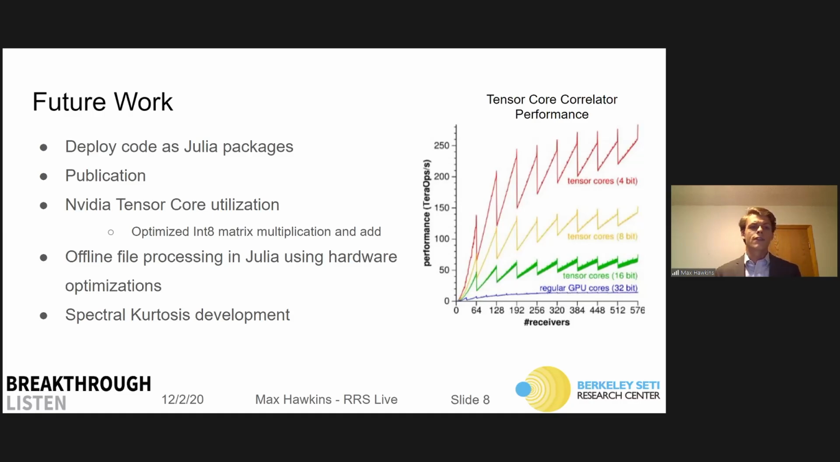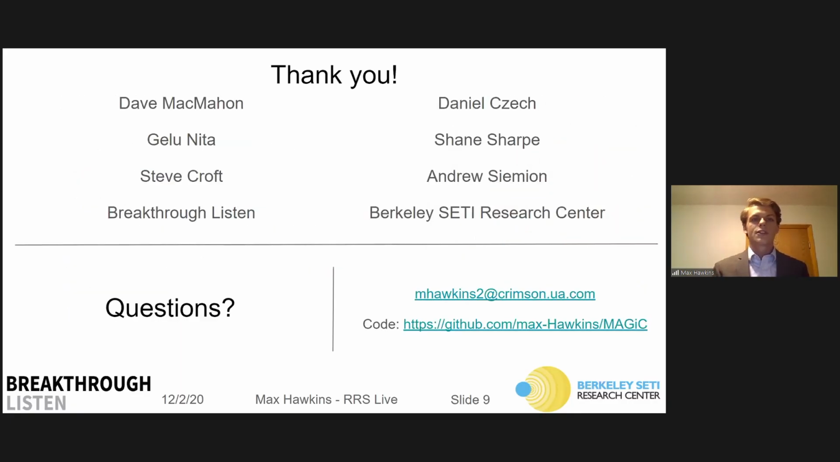Also want to make offline file processing so that you don't have to be running this at an array. And then I want to work with Gay Lunita at the New Jersey Institute of Technology, developing and validating spectral kurtosis as an energy detection algorithm on radio astronomy data. And so with that, I thank the following people and open it up for questions.